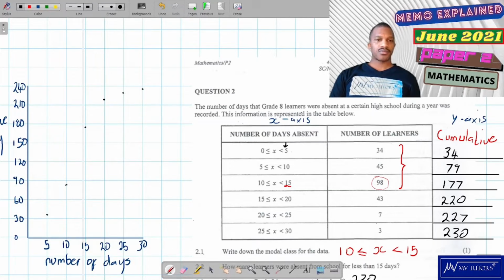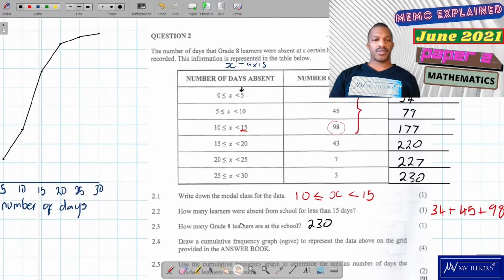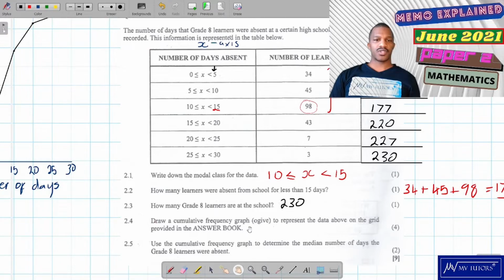Okay. Now we need to join these points. I know that most people like drawing curves, but you know, I prefer straight lines. So straight line from there to there to there. I mean, it's still gonna make a curve. It's just a curve with straight lines. I find it to be more accurate. Okay, so there we go. We're done with our cumulative frequency graph.